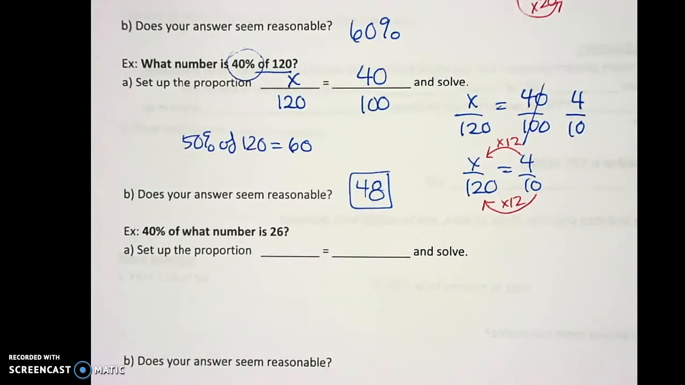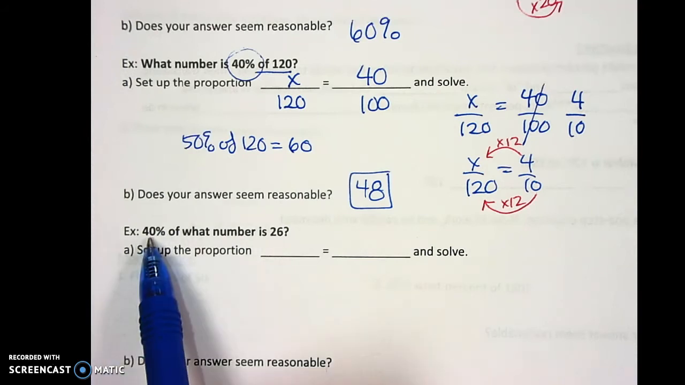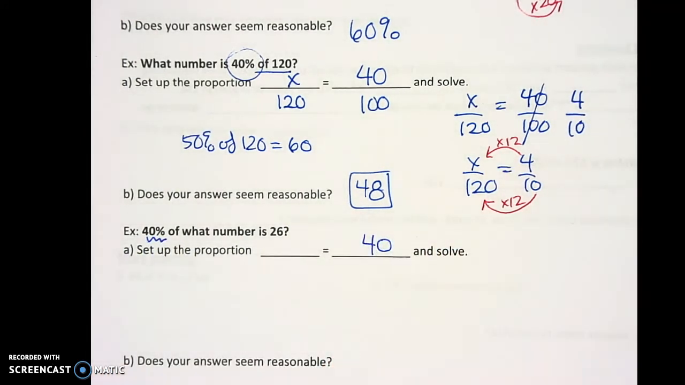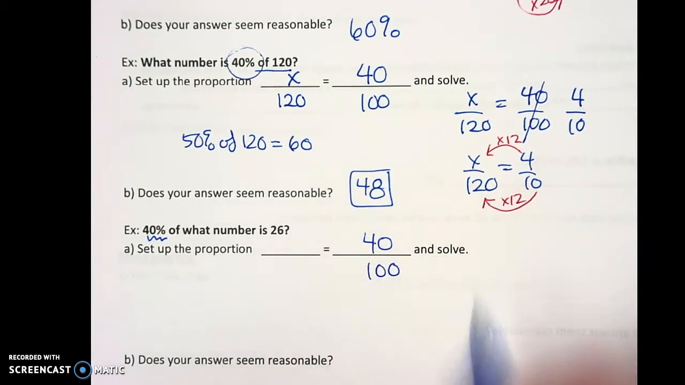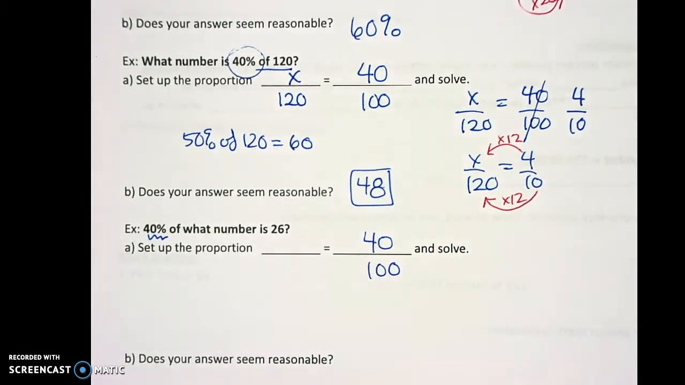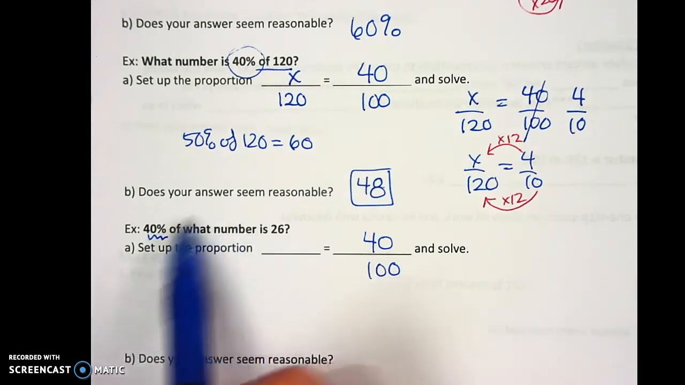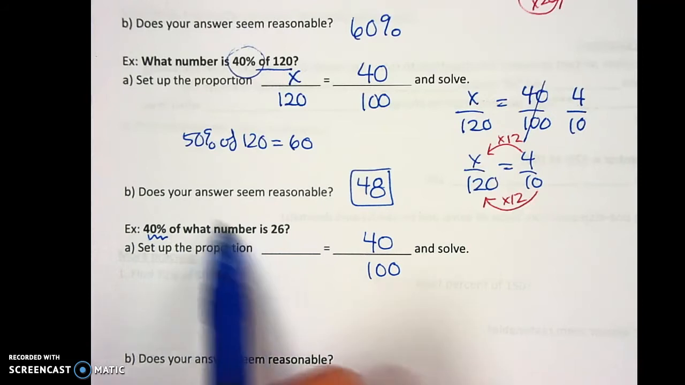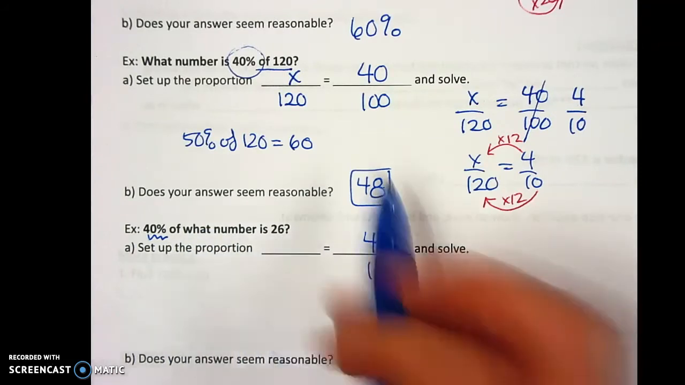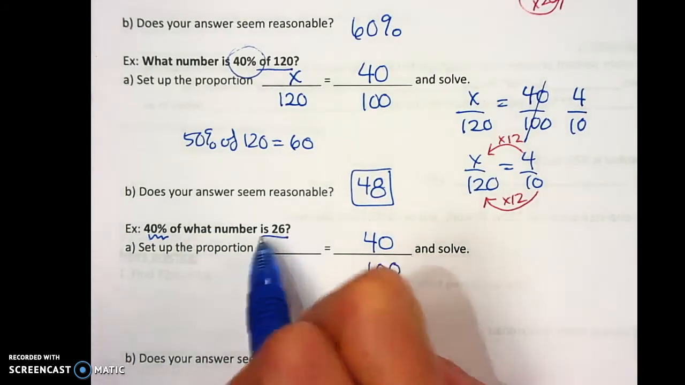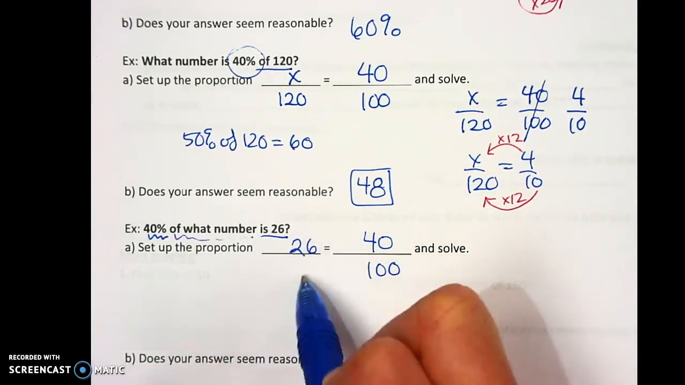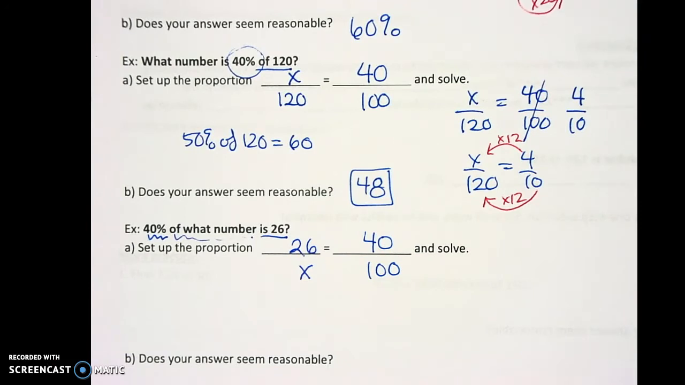40% of what number is 26? I notice I have a percent. I say, yay, I like that because it tells me right away what one of these missing numbers is. 40 over 100 again. It just happens to be 40% again. Of what number is 26? So 40% of some bigger number is 26. 26 is my part. I see that word is. And the of is what's missing. That is my unknown.